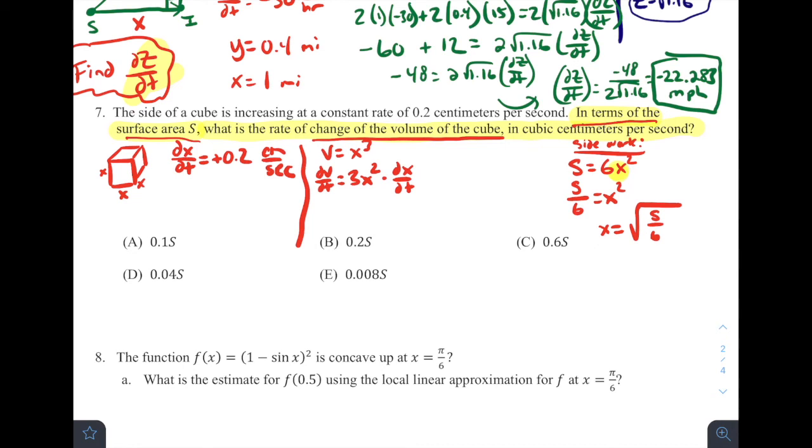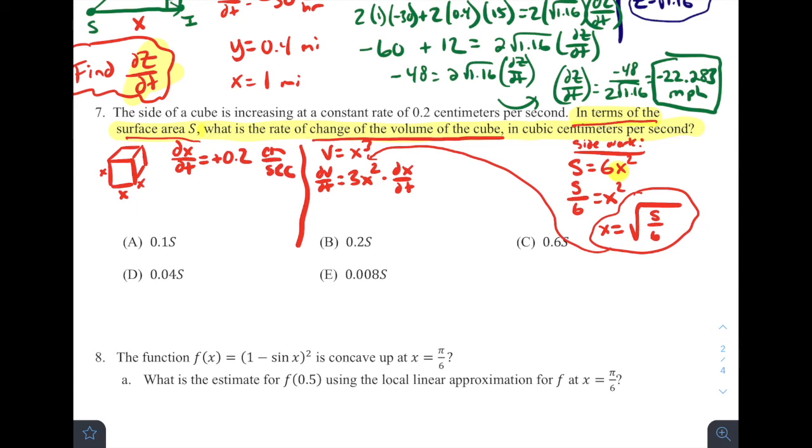Now I'm going to take this equation, x is equal to the square root of S over 6, and substitute that in for x in this equation here. That's going to allow me to get the change in volume with respect to time in terms of the surface area S, instead of in terms of the side length.